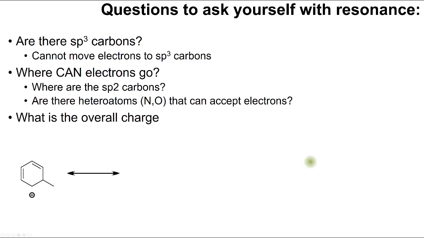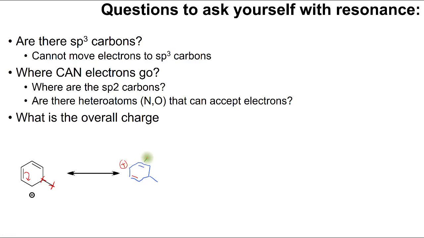In this example here, our sp3 carbons are here and here. So don't be tempted to put electrons into there. The first place I can move it is take these pi bonds right here and put it in to form a double bond there. So that positive charge means that it's an empty orbital and I can put electrons into there. So my double bond is now here and the positive charge is there.